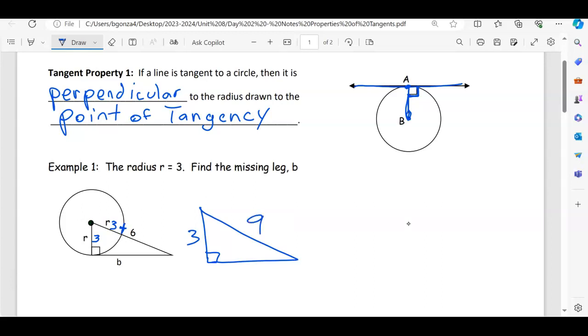Cool. And the one we're missing is this bottom leg. I'm going to call it b. This is a lowercase b. Like I said, if you're missing a side in a right triangle with two other sides, you use Pythagorean theorem. Let's write it down. a squared plus b squared equals c squared.